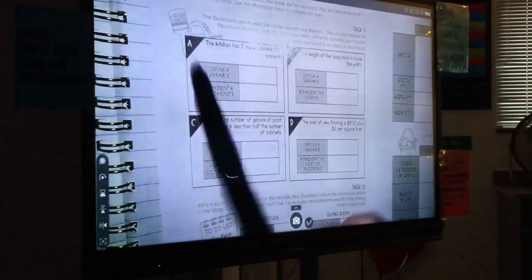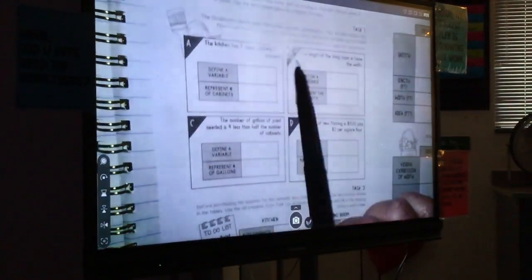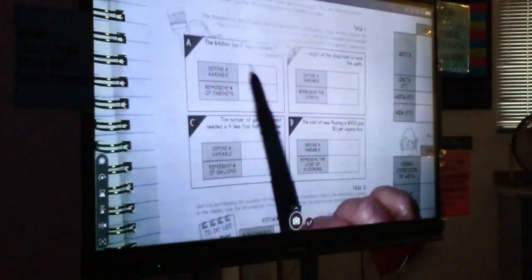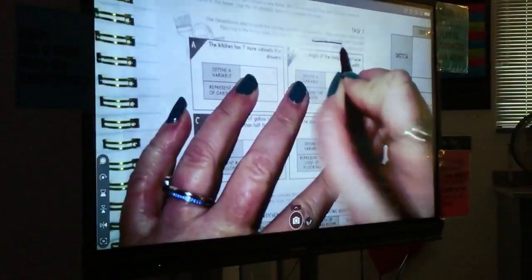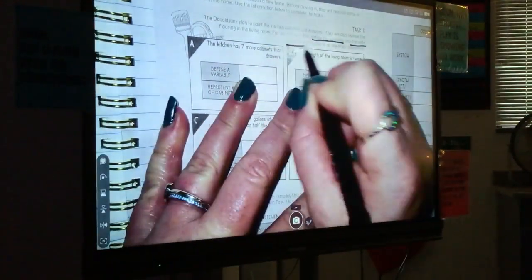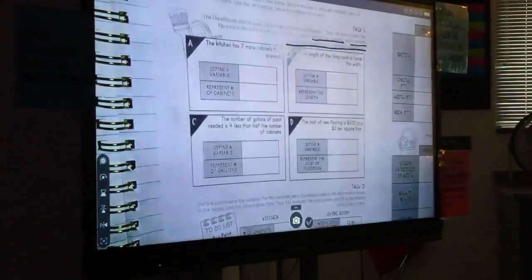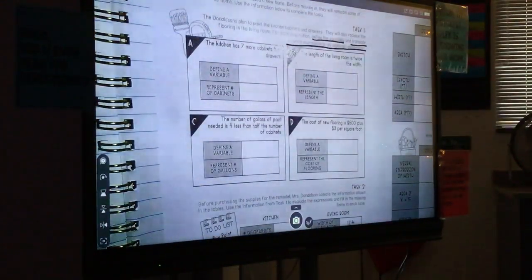So it says the Donaldsons plan to paint the kitchen, cabinets, and drawers. They will also replace the flooring in the living room. For each description, define the variables and translate the verbal expression to an algebraic expression. All right, so variables. Raise your hand and tell me, what is a variable? You're not sure? I'll give you a hint. I've updated the wall. There's some information up there. Do you have a notebook full of information that you can also look back in to help you? So you have lots of options. Ansley.